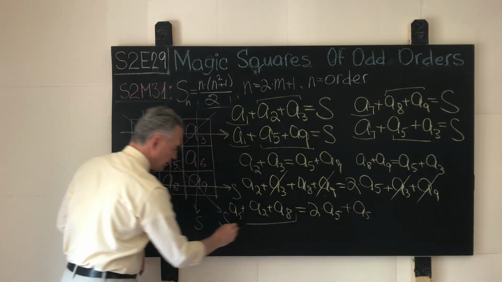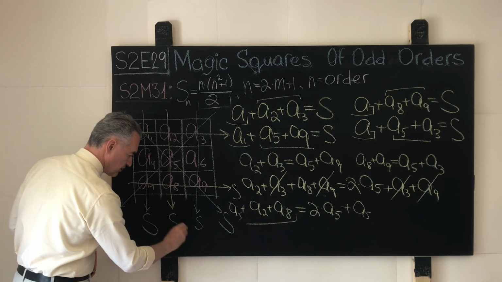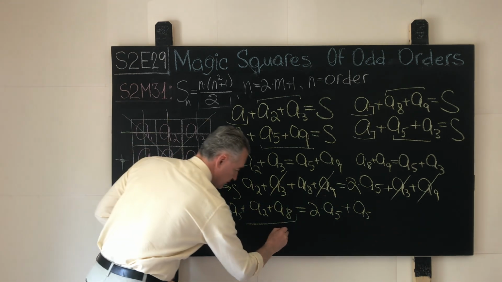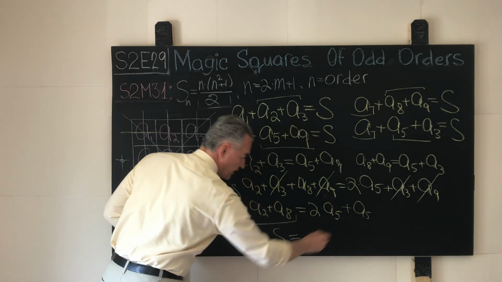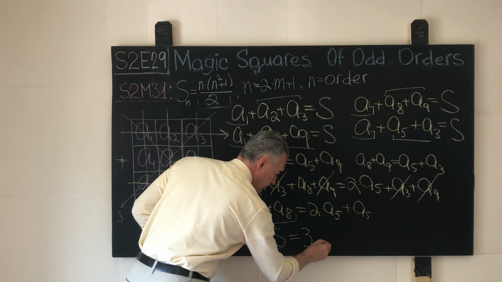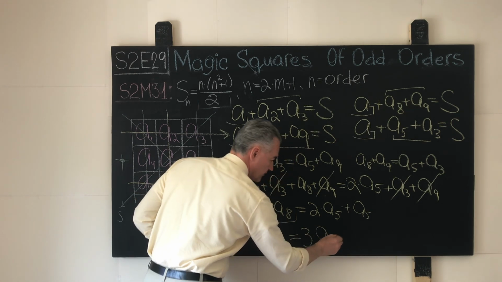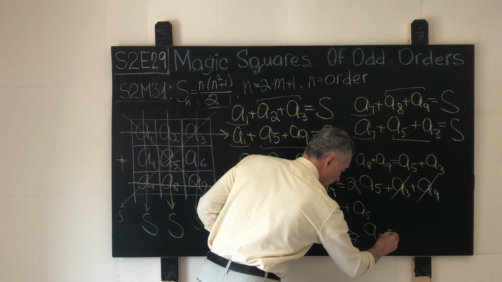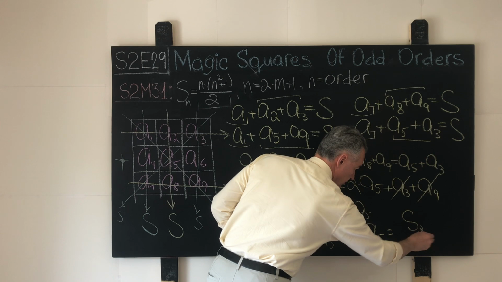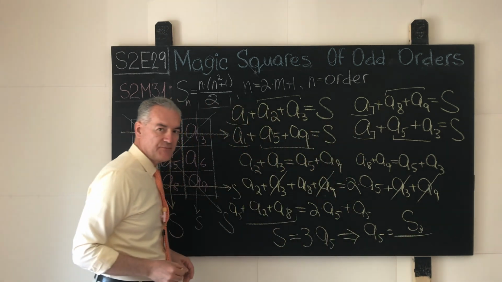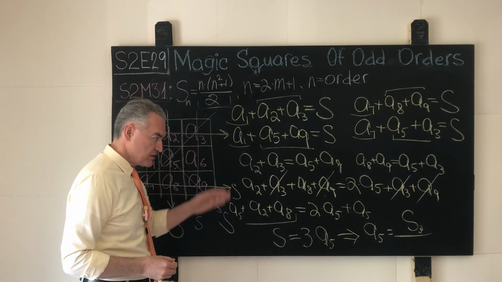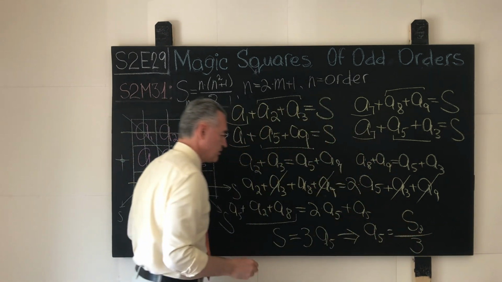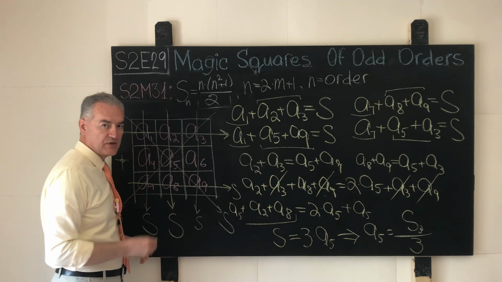What do we have over here? Well, here we have our favorite number S, which is the constant of this 3 by 3 magic square. So this is S. And what do we have on the right-hand side? Again, 3 times a5. From here, it follows that the value that sits in a5 is the sum associated with the magic square, the constant of that square, divided by 3, the order of that square.